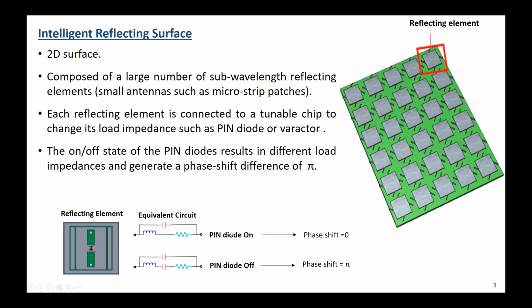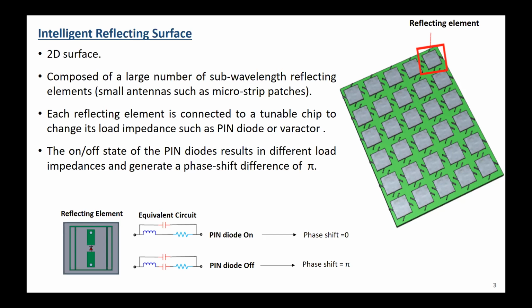We'll find that in the on state we have a load impedance that is a short circuit, and in the off state we have a load impedance that is an open circuit. This will result in inducing a phase shift difference between the on and off states of pi. So we may have in the on state a phase shift per element of 0, and for the off state a phase shift per element of pi. And given that you can control all the elements individually, by this idea you can, for example, design the phase shifts of each element such that the scattered waves add constructively at a certain point or destructively at another point.